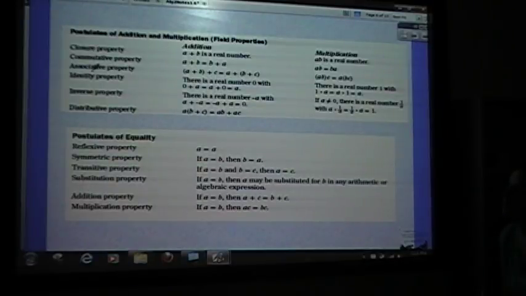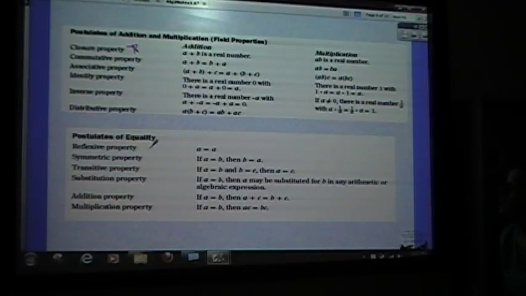The closure property is one a lot of kids don't understand. Basically, that's just saying if you add 2 real numbers, you're still going to get real numbers. If you're adding elephants, you're still going to get elephants. It doesn't turn into a giraffe all of a sudden. So basically saying if you add real numbers, you're still going to get a real number.